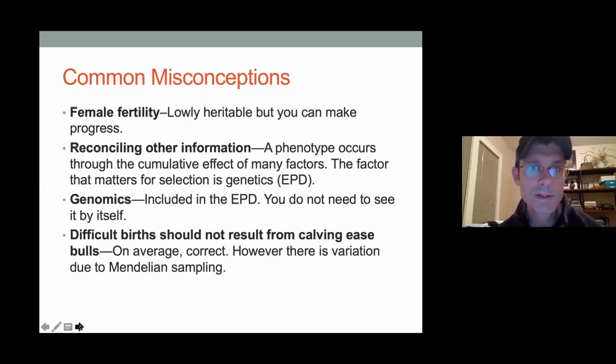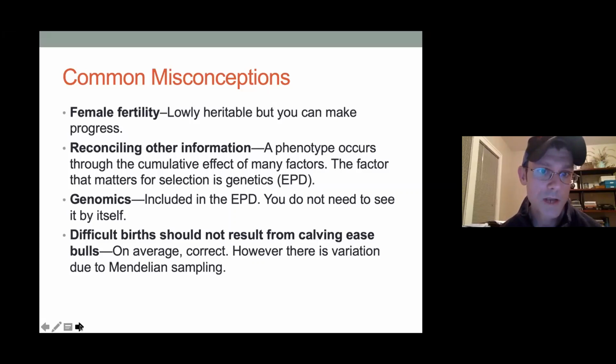So some common misconceptions. I hear a lot that you really can't genetically change female fertility because it's lowly heritable. Indeed, female fertility, if we think about heifer pregnancy or staying cow fertility, stayability, the latter two are really proxies for reproductive longevity. Those traits are lowly heritable. They're somewhere between 10 and 20% heritable, but that doesn't mean we can't change them genetically. It just means that it takes longer to do so.